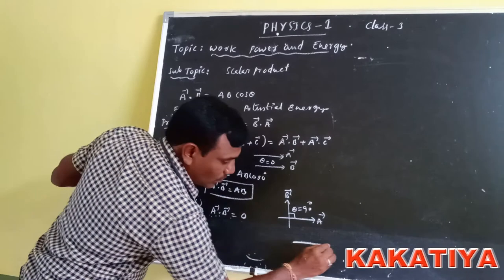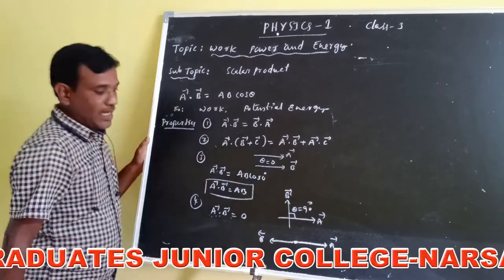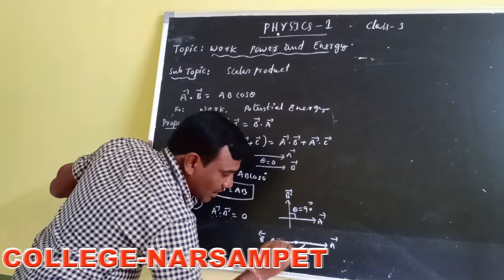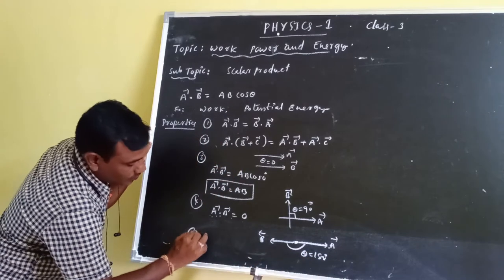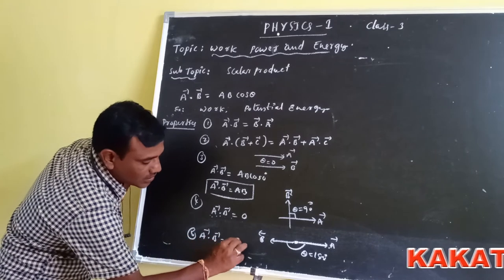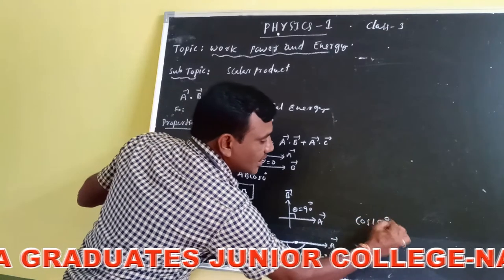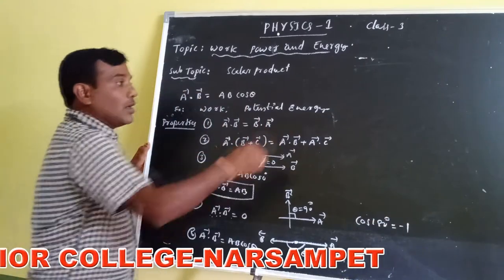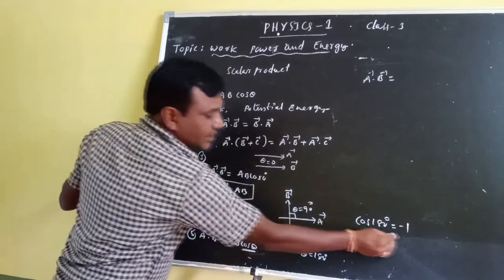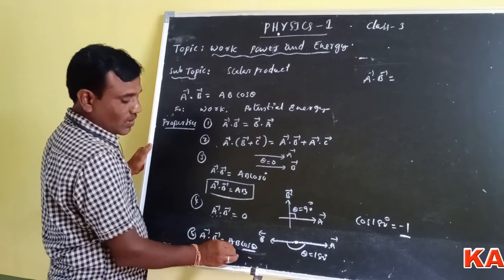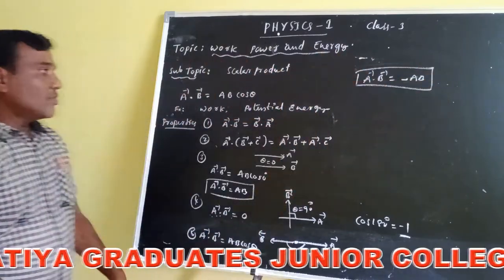If the vectors are opposite in direction, it is the A vector and it is the B vector. These are in opposite direction. What about the angle between A and B? Then theta is equal to 180. The fifth property: A vector dot B vector is equal to AB cos theta. But theta is 180, and cos 180 is equal to minus 1. Then A vector dot B vector is equal to minus AB. These are the properties of the scalar product.